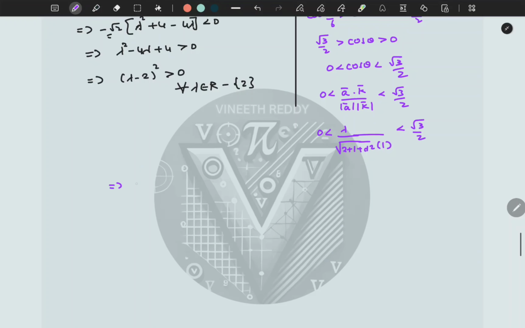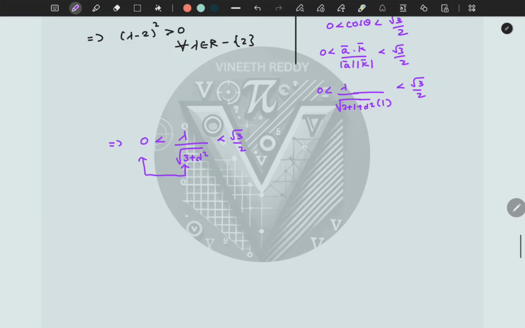So we get 0 less than lambda divided by under root 3 plus lambda square, less than root 3 by 2. Let us solve this inequality first. Lambda by under root 3 plus lambda square is greater than 0. This simply means lambda should be greater than 0 because the denominator is always greater than 0. Now I have to solve the other inequality also: lambda by under root 3 plus lambda square is less than root 3 by 2.